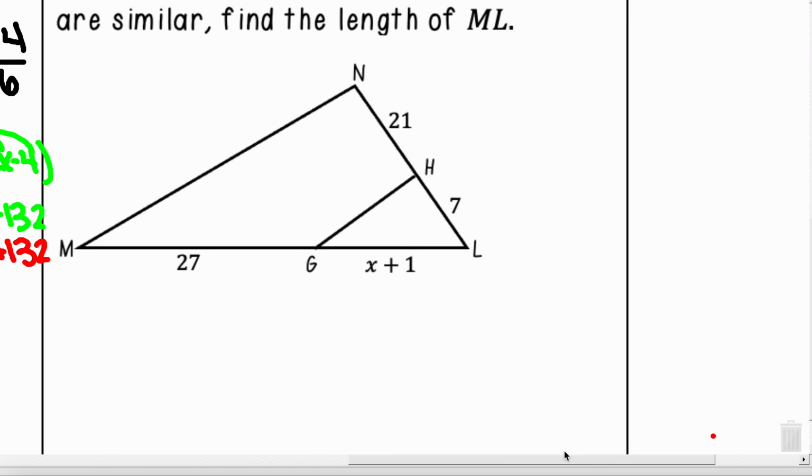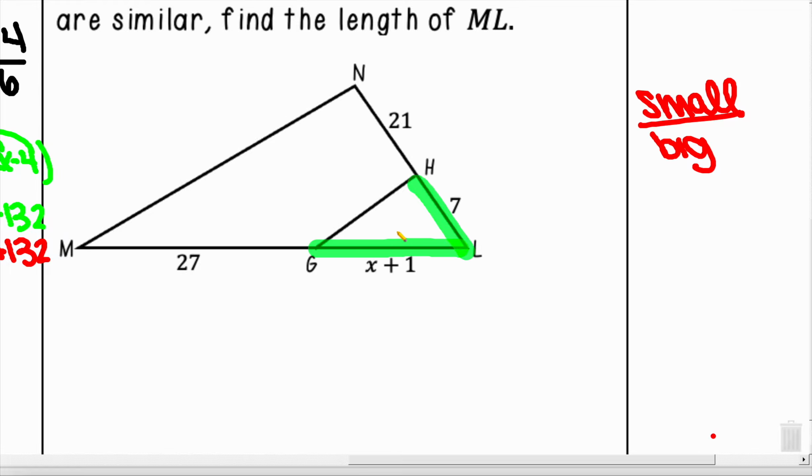For the last one here, this is probably the last one, or the hardest one that involves similar figures. And I again recommend that you do small over big. What I mean by that is the small triangle over the big triangle sides. So if I pick a side in the small triangle, so let's hypothetically say that I pick 7 first. So then I can say 7 over, it's not going to be 21 because that's not the whole side of that triangle. The whole side is going to be 21 plus 7, which is 28.